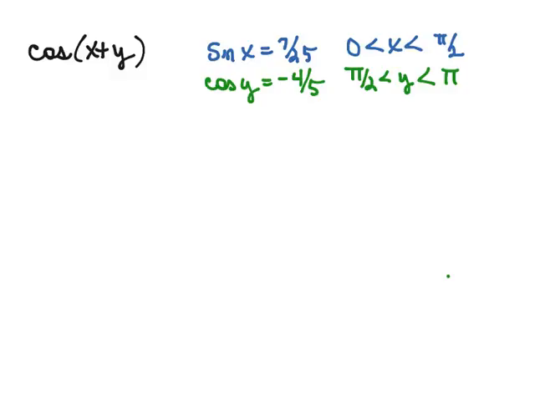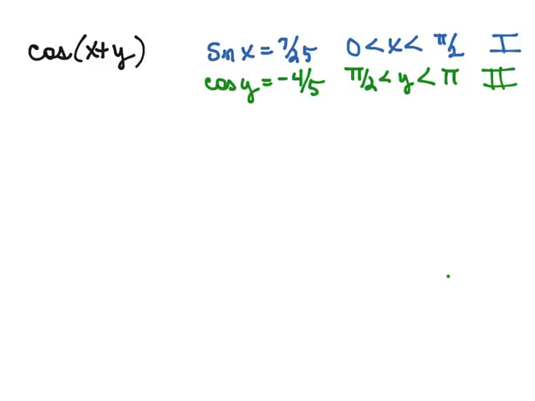In our next example, we want to find the exact value of the cosine of x plus y, and we're given some hints. We know the sine of x is 7/25, and that x is in between 0 and pi over 2, which means that x is in quadrant 1. And we know the cosine of y is -4/5, and y is in between pi over 2 and pi, which means that y is in quadrant 2.